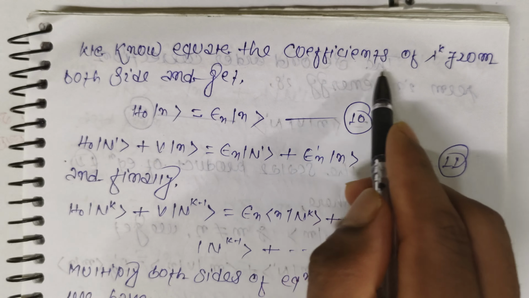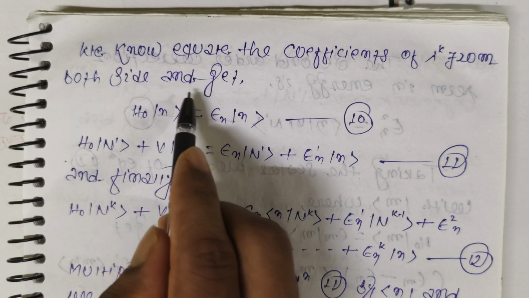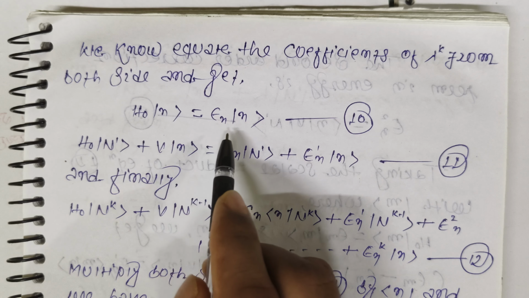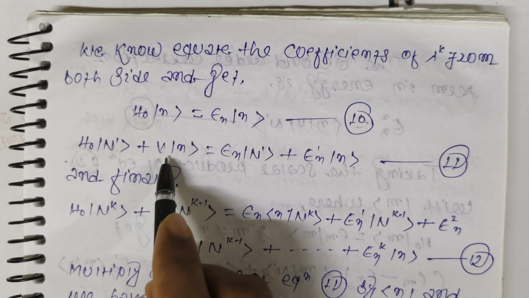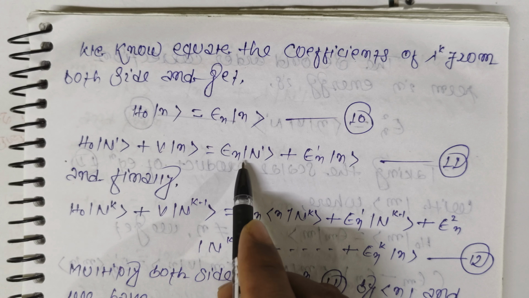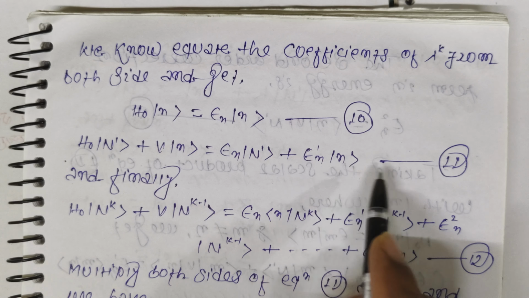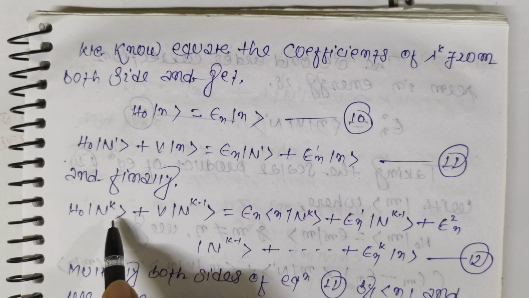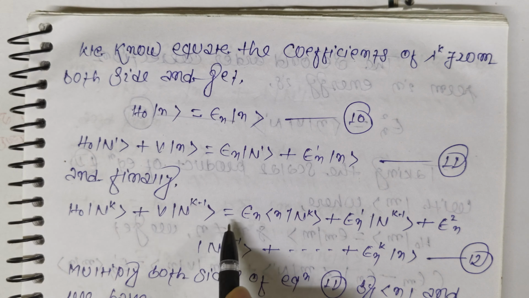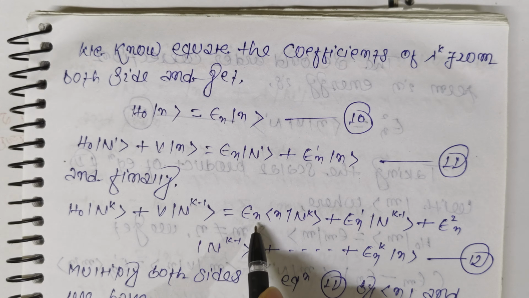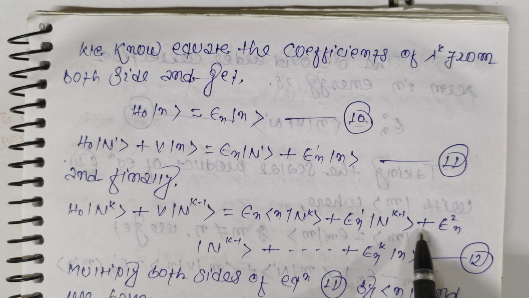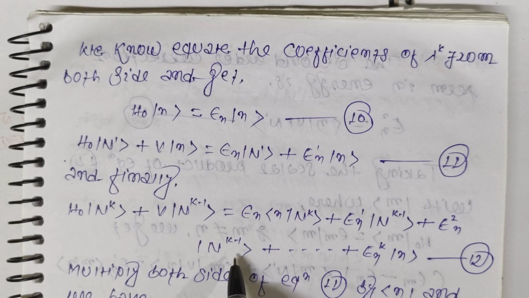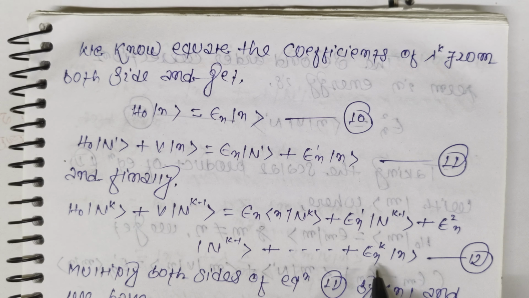We now equate the coefficients of lambda k from both sides and get H naught |n> is equal to En |n>. This is equation 10. H naught |n1> plus V|n> is equal to En |n1> plus En1 |n>. This is equation 11. And finally, H naught |nk> plus V|n,k-1> is equal to En |nk> plus En1 |n,k-1> plus En2 |n,k-2> plus dot dot dot plus Enk |n>. This is equation 12.